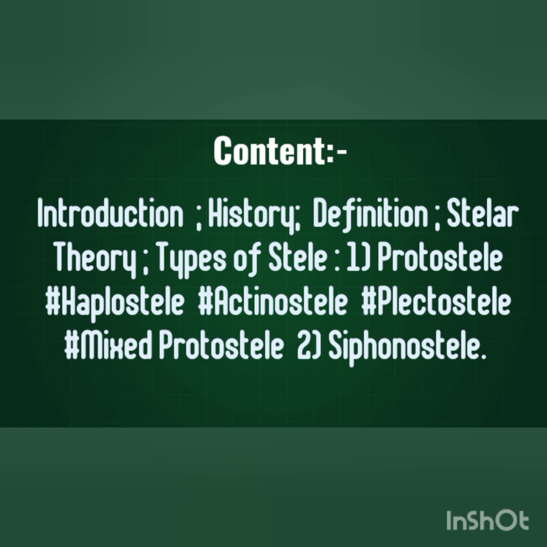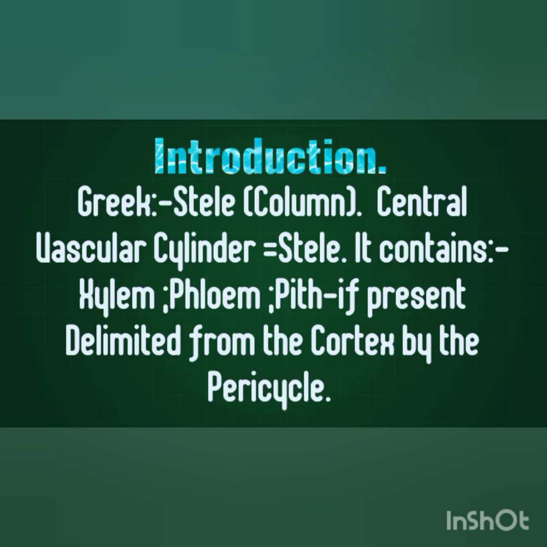Here in the introductory part, first of all, let us understand what we mean by stele. Stele is a Greek word which means column, or in simple and easy language you can understand it as a pillar. So, these are the central vascular cylinder of the primary axis of pteridophytes. These contain xylem, phloem and also include pith if present. And these are delimited from the cortex by the pericycle.